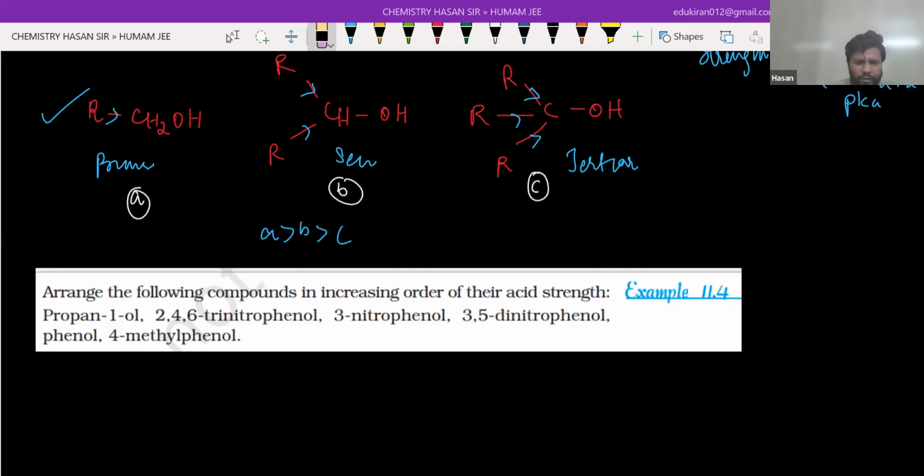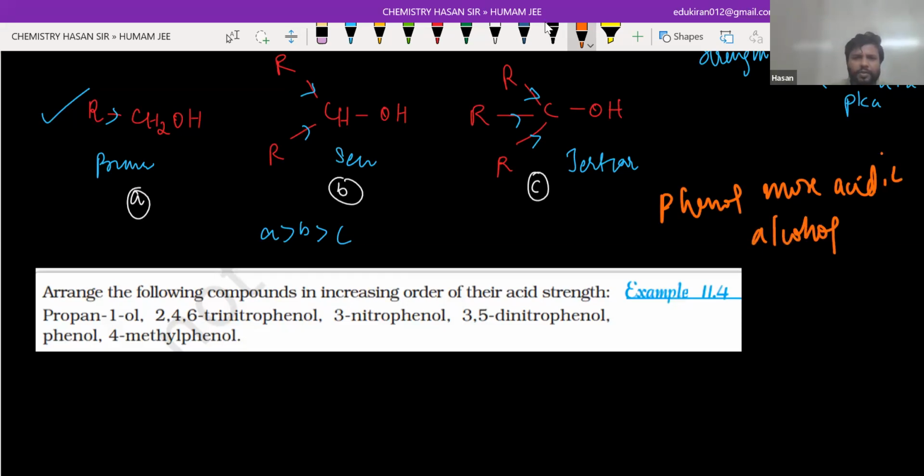Propane-1-ol or 4-methyl phenol. Can you compare in that? Always remember that phenol is more acidic than alcohol. Why is it so?